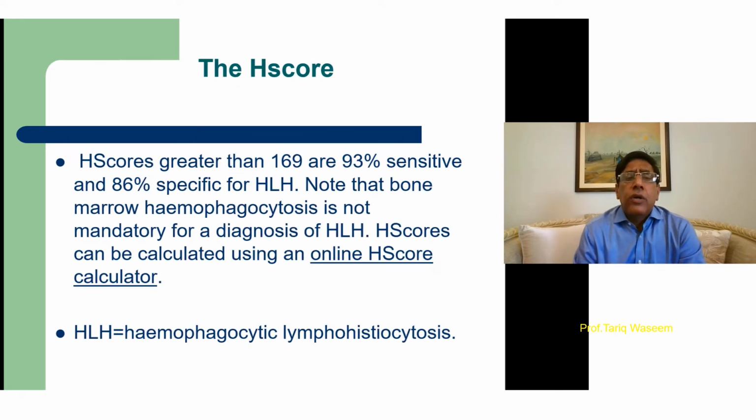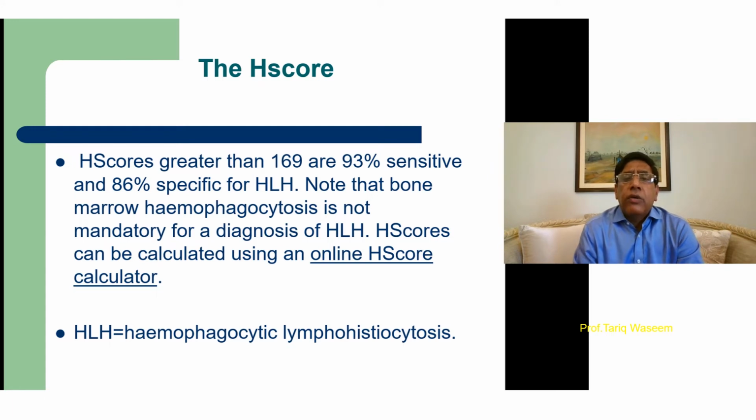This has led on to trying to predict who would survive and who would not survive this infection. And this led on to what is called the H score. H score stands for calculating the probability of having hemophagocytic lymphohistiocytic syndrome in these patients.